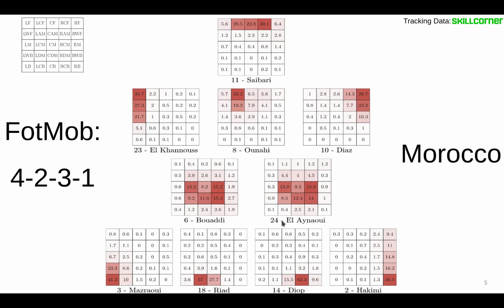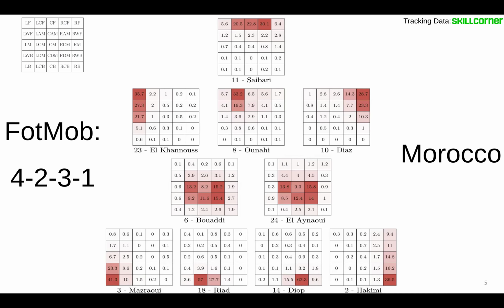Number 6 and number 24 were the double pivots for Morocco, but you can see they were exchanging their positions a lot, and that's why it ended up with these high entropy position maps. When it comes to the midfielders, you can see number 23 on the left. So this is also a good arrangement for him to be a left winger, and number 10 be the player on the right wing position.